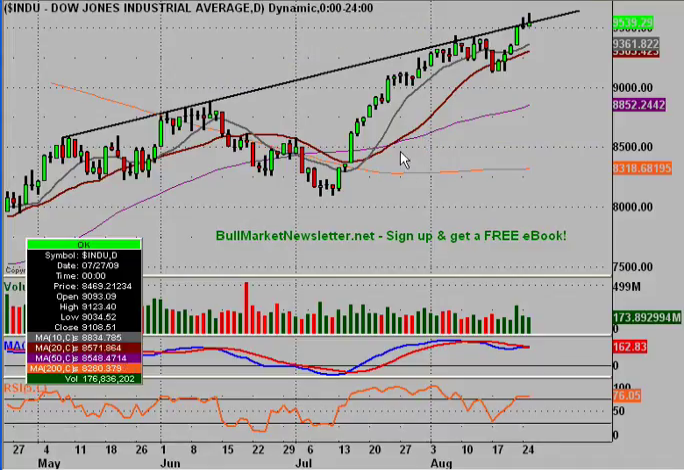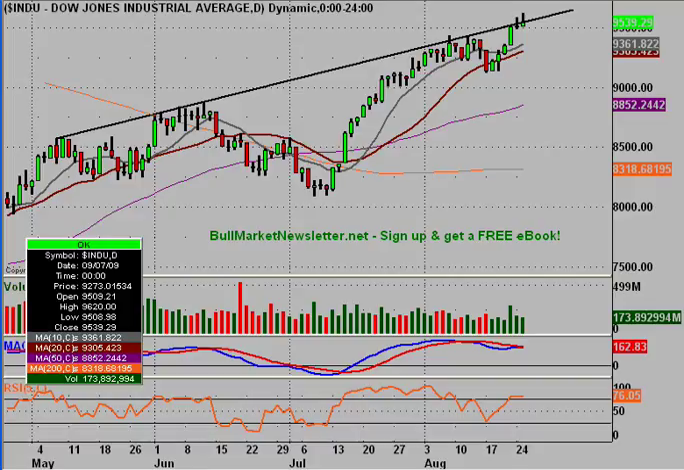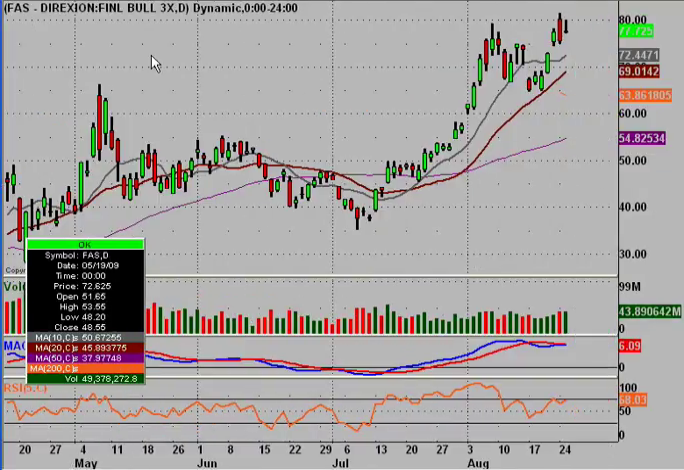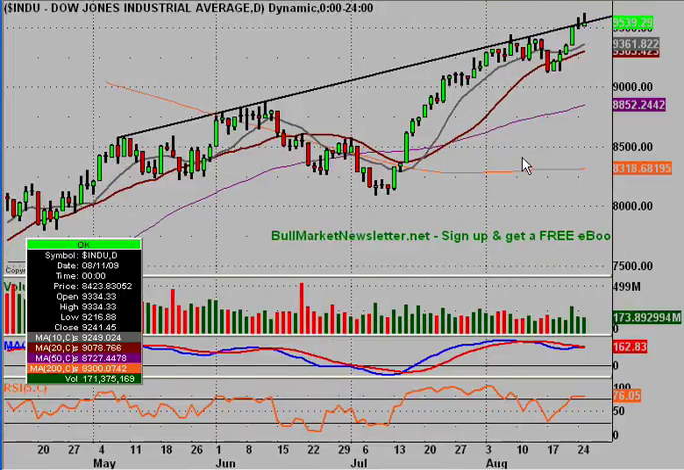What I'm also going to do is use the FAS chart. This chart here is the one that tracks the financial sector by 3 times. So real quickly, what that means is if the financial sector is having a good day, this chart is also having a good day, but it just moves 3 times as fast. I'm going to go over what I'd like to see on this chart in order to see a nice separation from the Dow Jones chart.